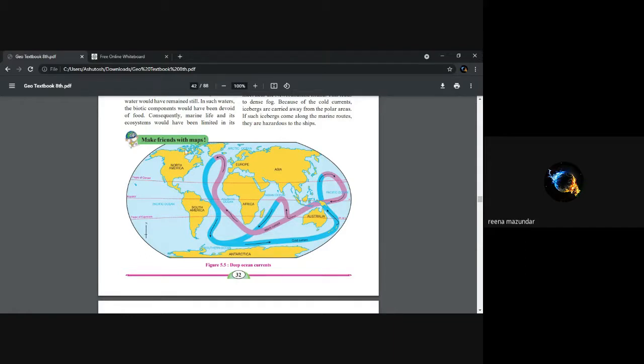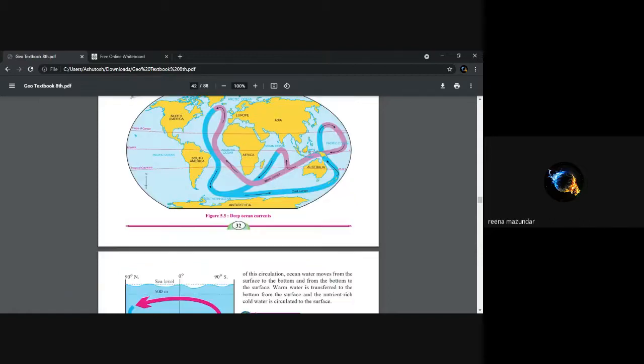Now, the pink one and the blue one, two different currents are shown. You can see they are the warm currents and they are the cold currents. Now let us see.